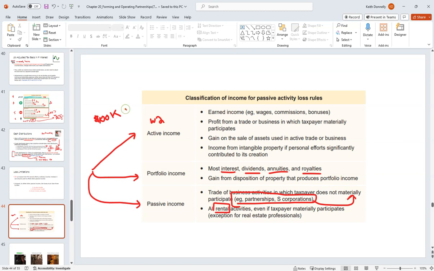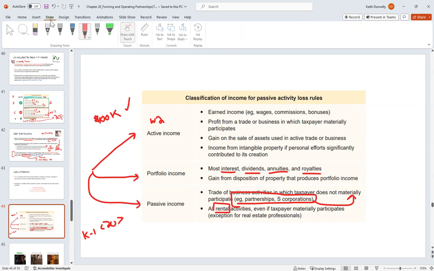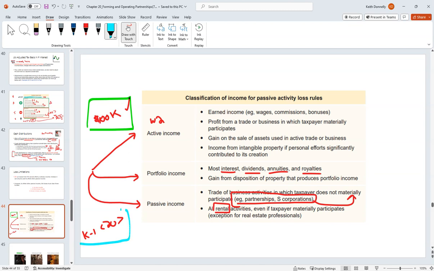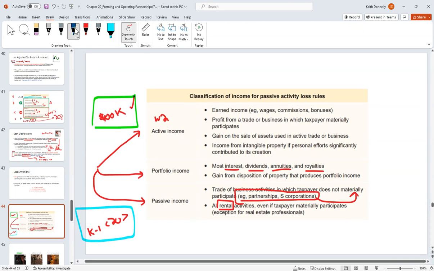Say that you get 100 grand of W-2 income, and then you get a K-1 in which you're a passive partner that shows a $20,000 loss, right? So if you had a client who came into you and said, hey, I got 100 grand of income and I got a $20,000 loss, am I able to use this loss to offset my active income? And the answer is going to be no.